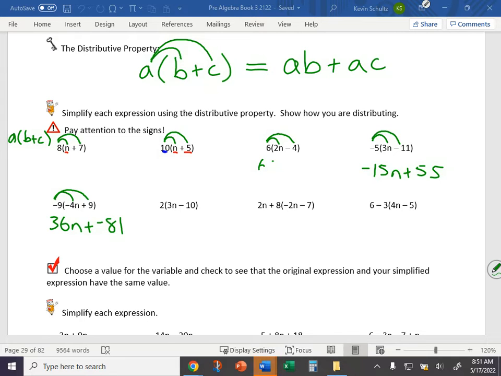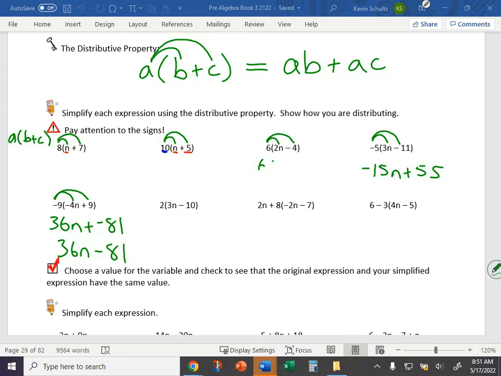What's another way to write this? If you wrote this on a test, it would be fine, right? What's another way to write this? Minus 81. Right. You could also have just 36n minus 81 because adding a negative is the same as subtracting. Okay, what you have is fine as well.